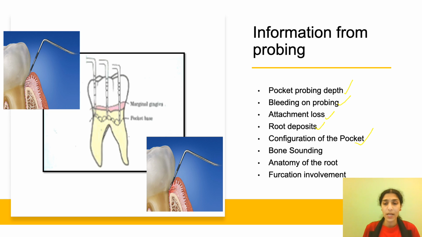Bone sounding means seeing the topography of the alveolar crest. That also can be done while you are probing. And to a certain extent, the anatomy of the root and any furcation involvement, all this information you can obtain if you do a proper probing technique. Hence, it is very important for you all to learn proper probing technique. Okay.